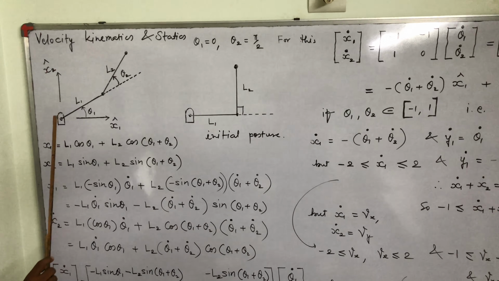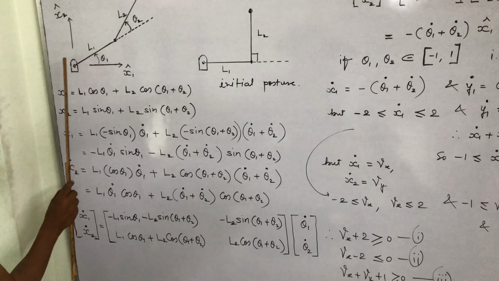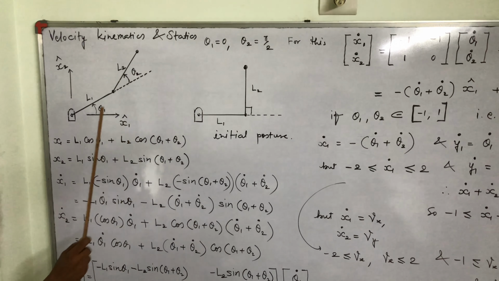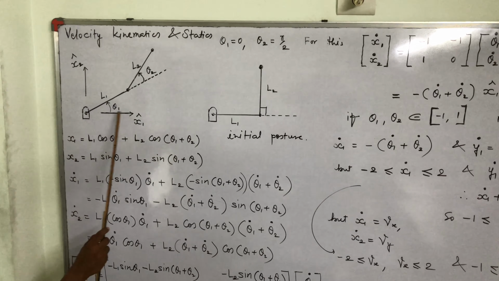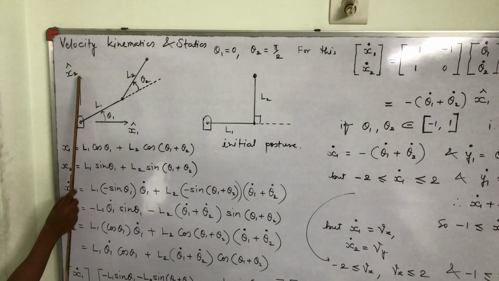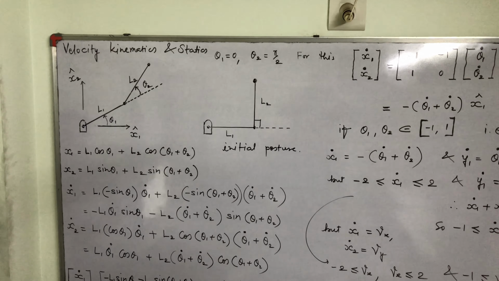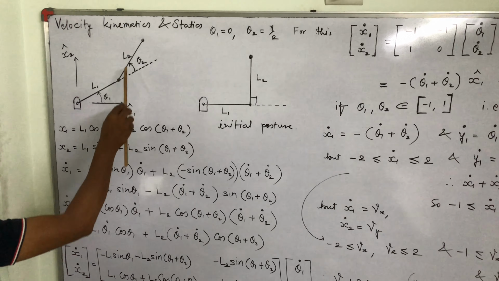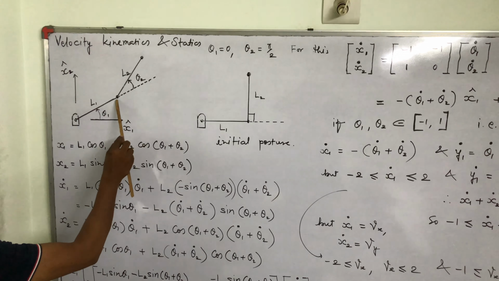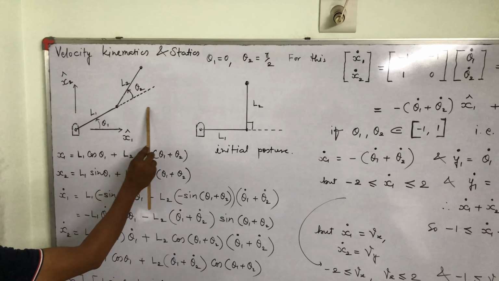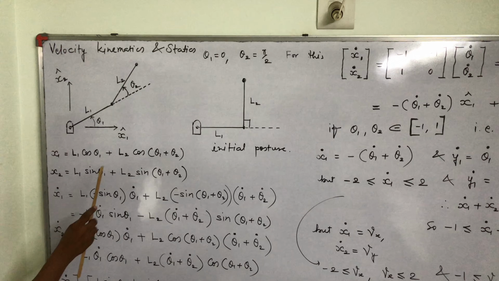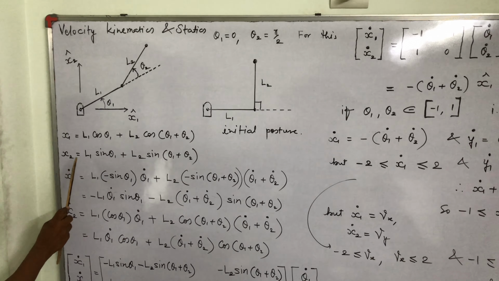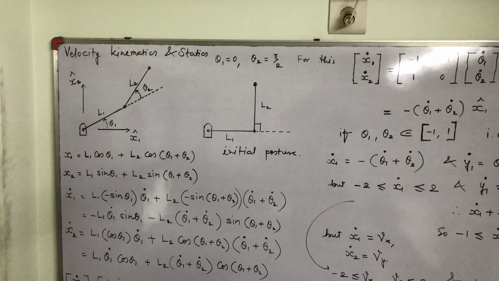For general, for any angle theta, suppose this one is L1, this one is L2, it makes theta 1, and L2 makes angle theta 2 with this line. So considering this one is the x-axis, say x1 cap, and this one is the y-axis, say x2 cap. The x coordinate of this end effector point is L1 cos theta 1 plus L2 cos of theta 1 plus theta 2, since L2 makes theta 1 plus theta 2 with x1 cap at that instant, at that position. x2 is L1 sin theta 1 plus L2 into sin of theta 1 plus theta 2.